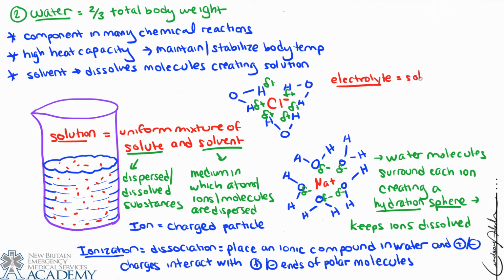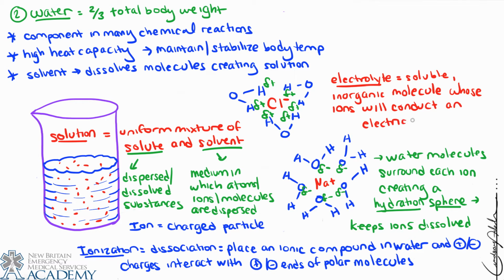So an electrolyte is a soluble inorganic molecule whose ions will conduct electrical current in solution. So sodium chloride is an electrolyte, and when sodium ions and chloride ions are placed into solution, they have the ability to conduct electrical current.